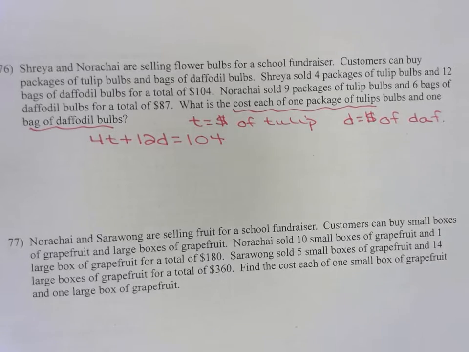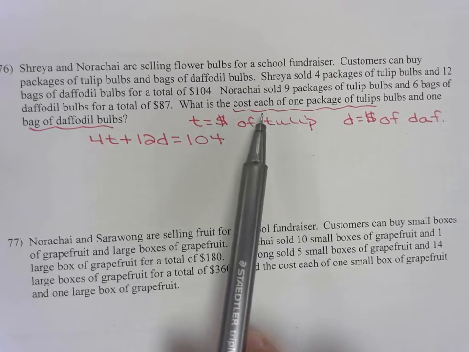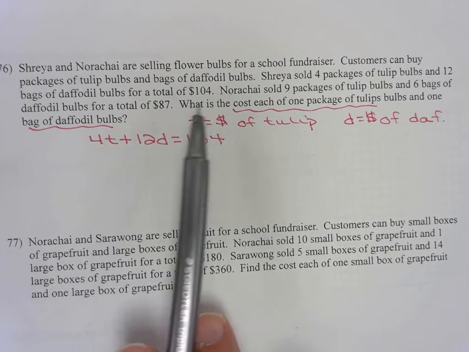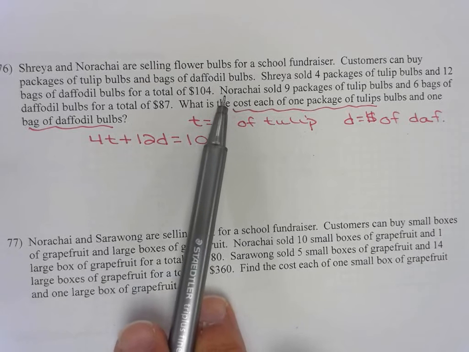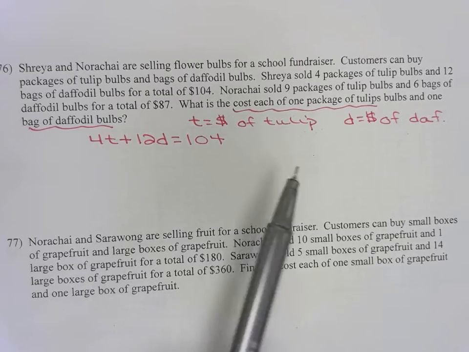If she bought 4 bags and each bag costs $T, that's 4 times T. She bought 12 bags and each bag costs D, so 12 times D will give you the total amount of money she spent on the daffodils. So that's 104. She sold them. That's how much she sold them for. So that tells you how much she made. Sorry, I used the wrong words. Narachi. That's a good name. What would the equation for Narachi look like?